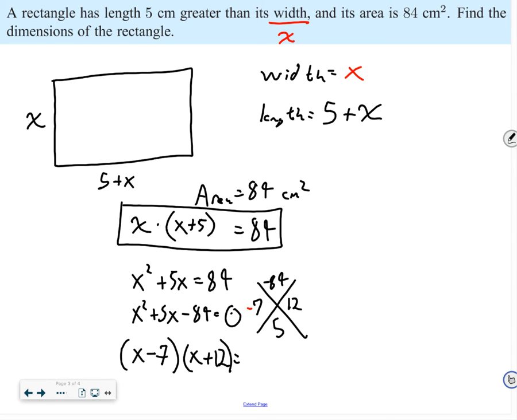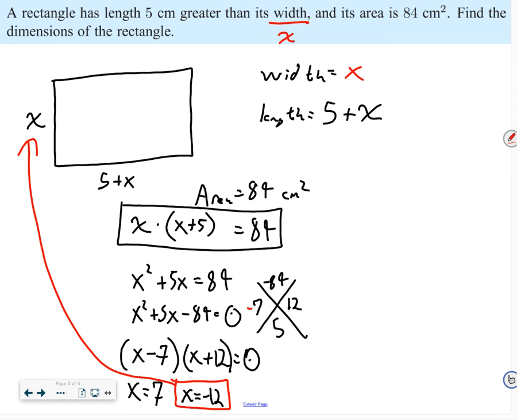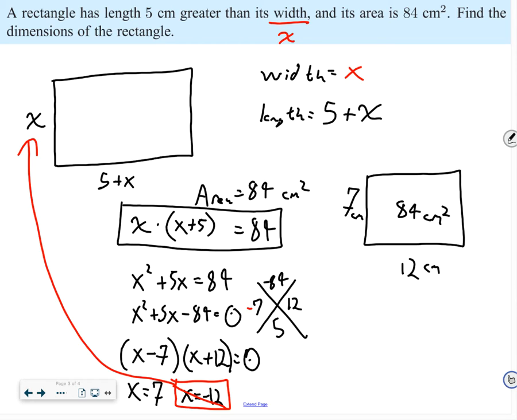So I'm taking my shortcut with factoring here. That's equal to 0. Okay, so I know that x can be equal to 7 or x can be equal to negative 12. Well, the problem with negative 12 is I can't have a measurement equal to negative 12. So that doesn't work for a solution. If x is 7, I get 7, and 7 plus 5 is 12. Okay, and I can see that this gives you an 84. This is 7 centimeters, 12 centimeters. That gives you an area of 84 centimeters squared.